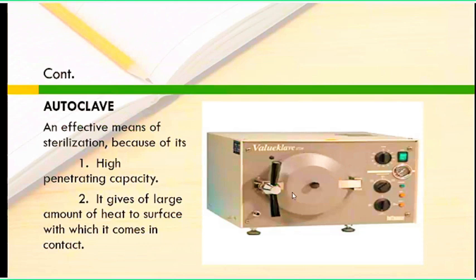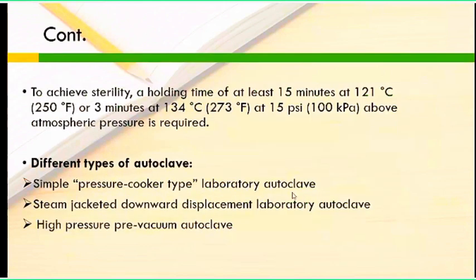This is a slide explaining what an autoclave is. Well, it's said to be an effective means of sterilization because it has high penetrating capacity and it gives large amount of heat to the surface area with which it comes in contact. To achieve sterility, a holding time of at least 15 minutes at 121 degrees Celsius or 3 minutes at 134 degrees Celsius above atmospheric pressure is required.